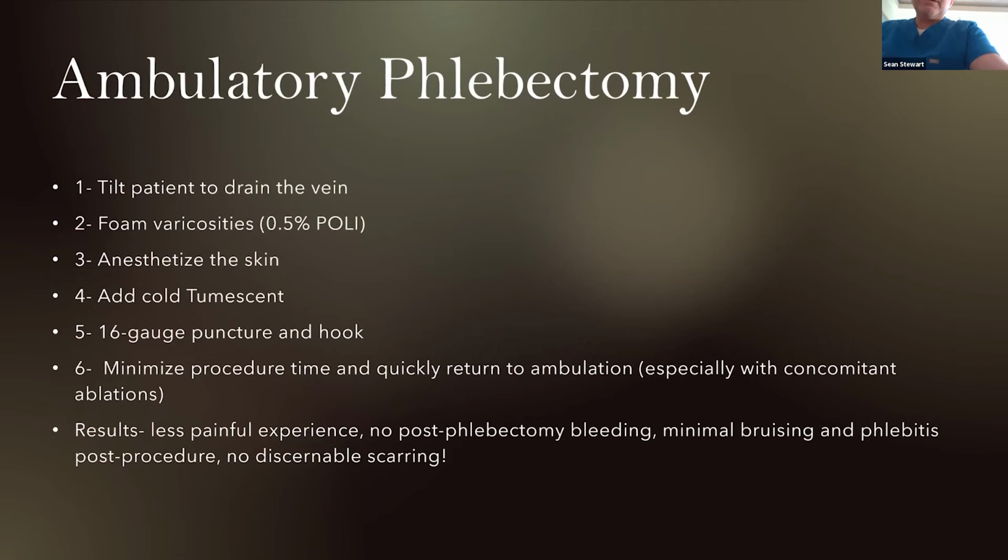I also foam the varicosities, which further displaces the blood, spasms the vein, and as a result, the patient is less likely to bleed and it reduces bruising. Then I typically anesthetize the skin. I then add cold tumescent fluid, which further reduces bleeding and bruising and helps prevent discomfort during the procedure. And the tumescent can elevate any varicosity off of any bony structure. This kind of recipe allows me to have a less painful experience for the patient.